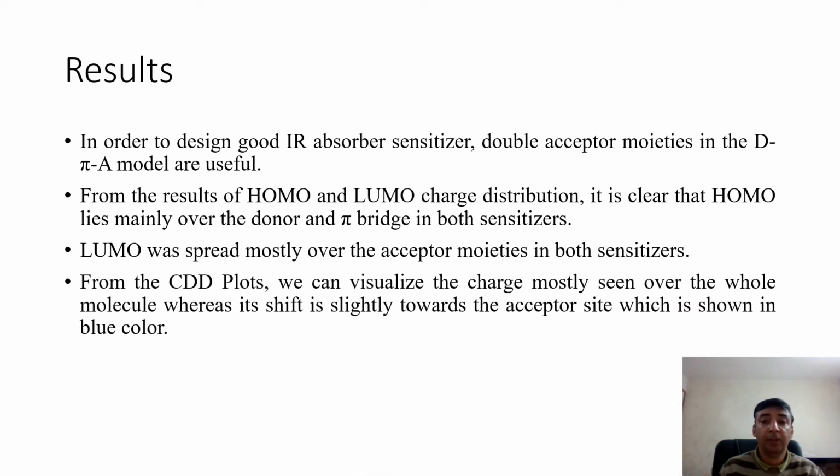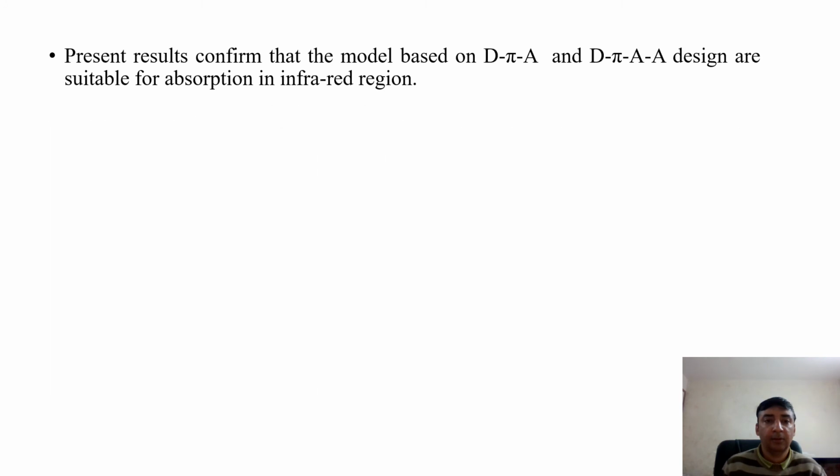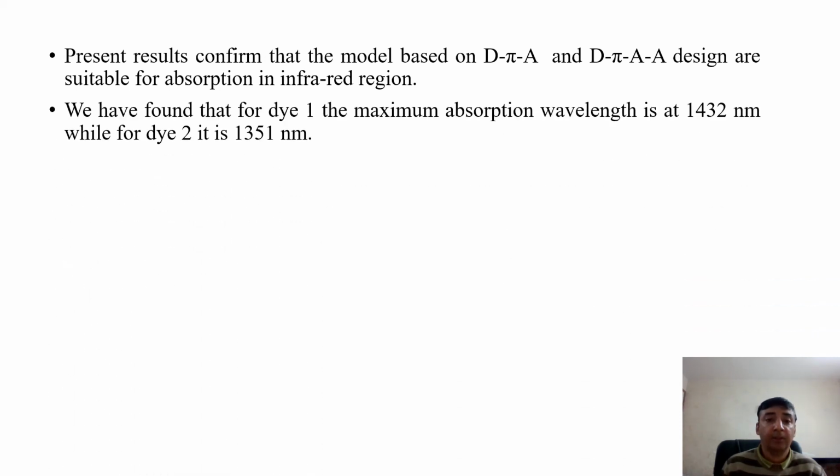From the CDD plots, we can visualize that the charge is mostly spread over the whole molecule, whereas its shift is slightly towards the acceptor side, which is shown by the blue color. The present results confirm that the model based on D-pi-A and D-pi-AA design is suitable for absorption in the infrared region. We also found that dye 1 has the maximum absorption wavelength at 1432 nanometers, whereas dye 2 has the value at 1351 nanometers.